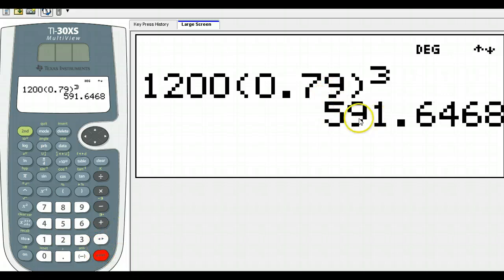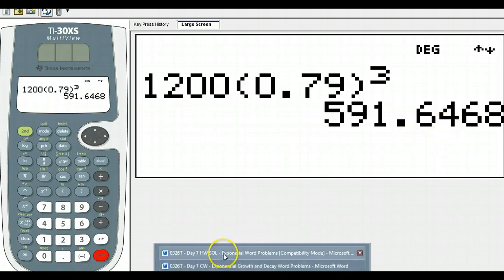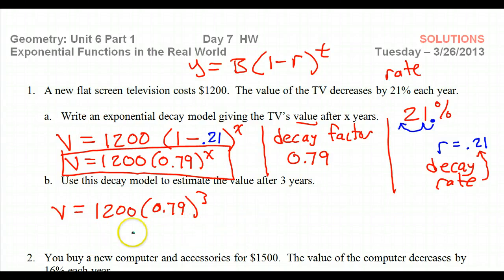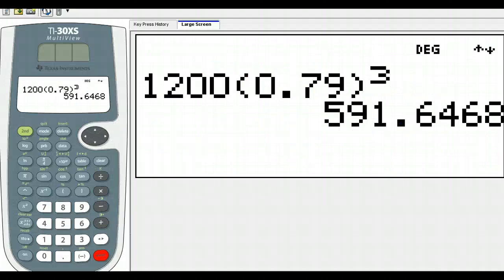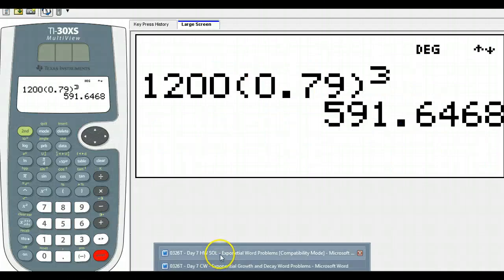So we started off with a value of $1,200, but after 3 years, it has a value of approximately $591.65. There's not a lot of need to be that precise, but for now, let's just keep all those pennies. So what did I say? $591.65. Okay, that's how you do that.